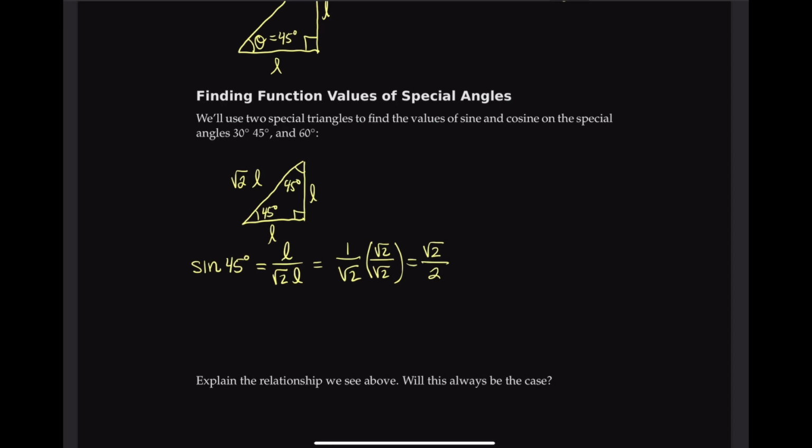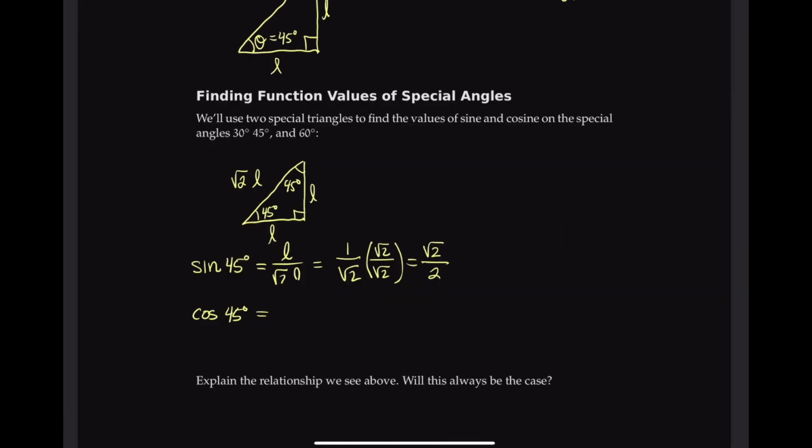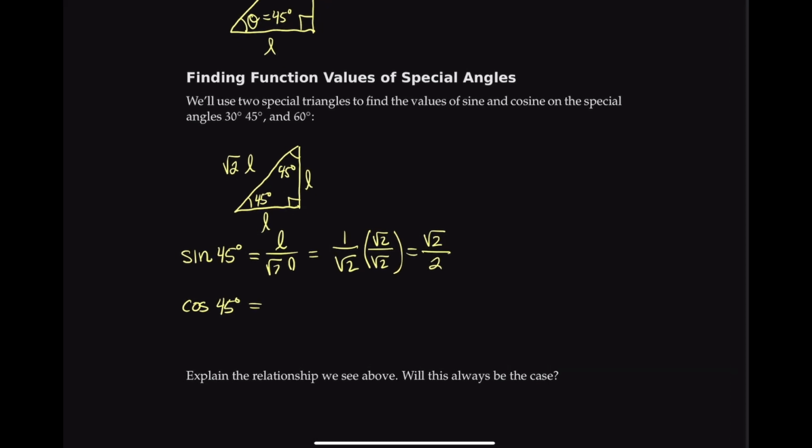Okay, so our next one to compute here is the cosine of 45 degrees. And that's going to be what? That's the adjacent over the hypotenuse, which is going to be the exact same thing here. There we go. So that's going to be the exact same thing here. We have L over the square root of 2L. And it's going to cancel down again to 1 over the square root of 2, which we already know is square root 2 over 2. And so sine and cosine are actually the same for 45-degree angles.